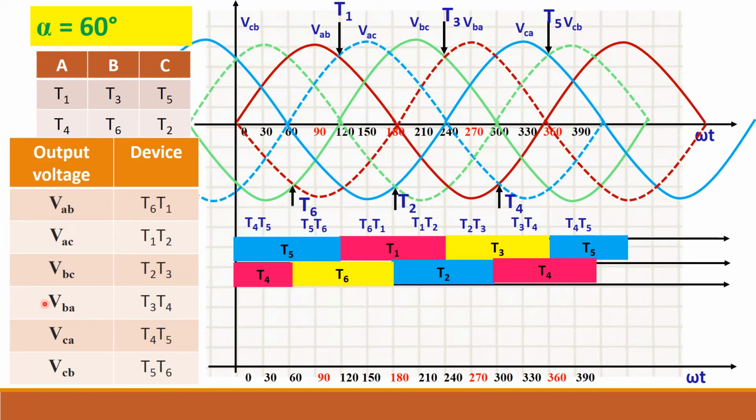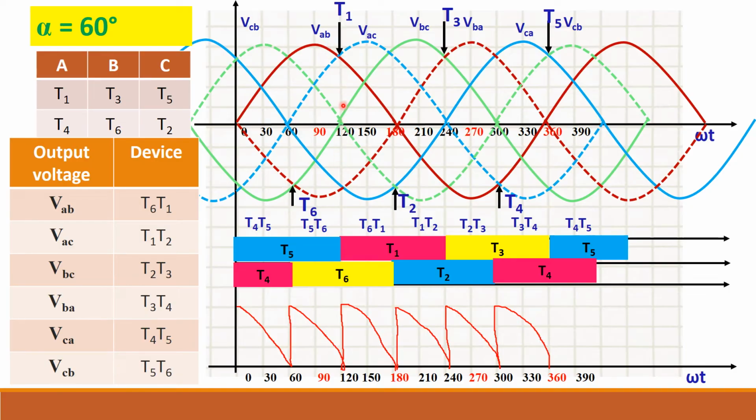Now take this table. During T1 and T6 conduction, output voltage is VAB. So where is T6 and T1? Here. That is from this period, 120 to 180 period, my output should be VAB. So where is the VAB waveform? This brown color waveform. So follow that waveform for this particular period.